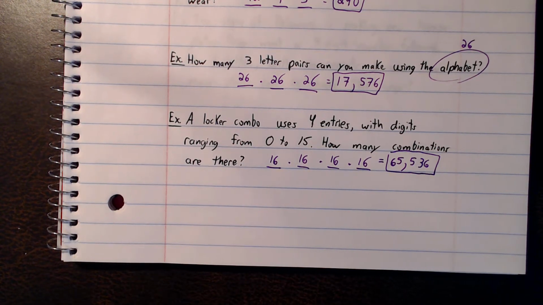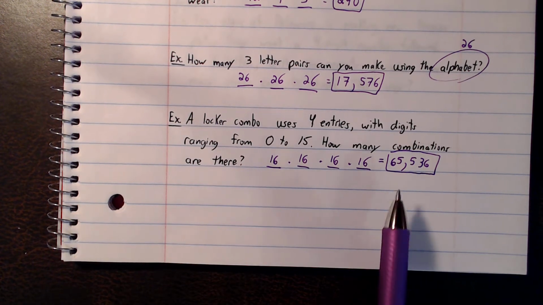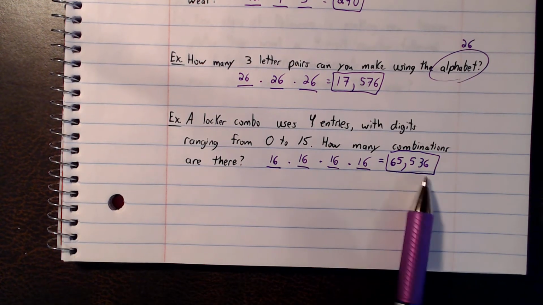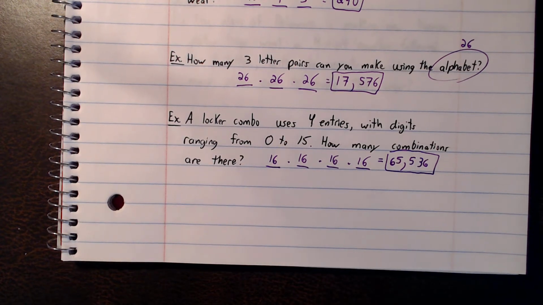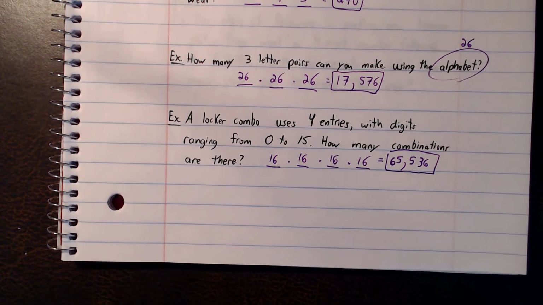So this is a pretty good locker combo, right? Let's say that you catch somebody in the hallway messing with your locker and they're randomly guessing. They have a long time to be guessing, right? They have a lot of different numbers to guess. So you're probably going to catch them in the act of trying to break into your locker.